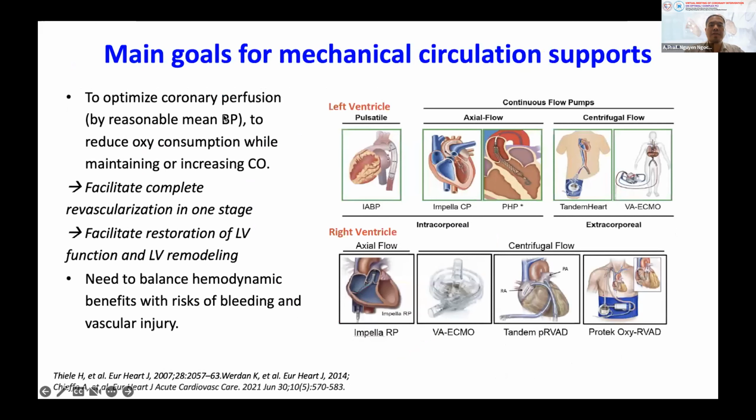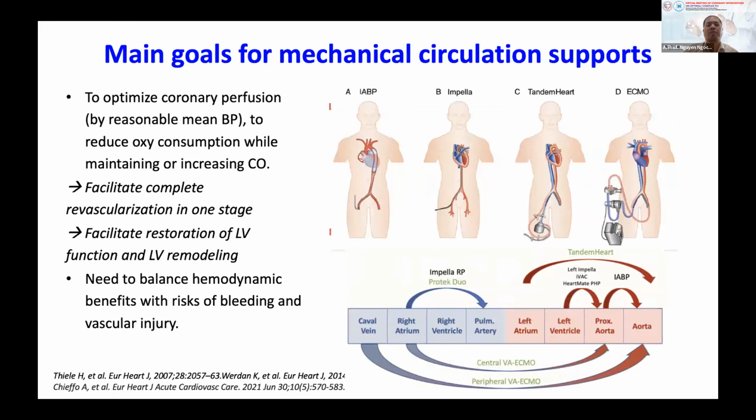So what are the main goals of mechanical circulatory support? I think the main thing is to optimize coronary perfusion by maintaining a reasonable mean BP, and also to reduce oxygen consumption. At this point, we can do complex revascularization in one step, and also facilitate rest of the LV function for LV recovery.